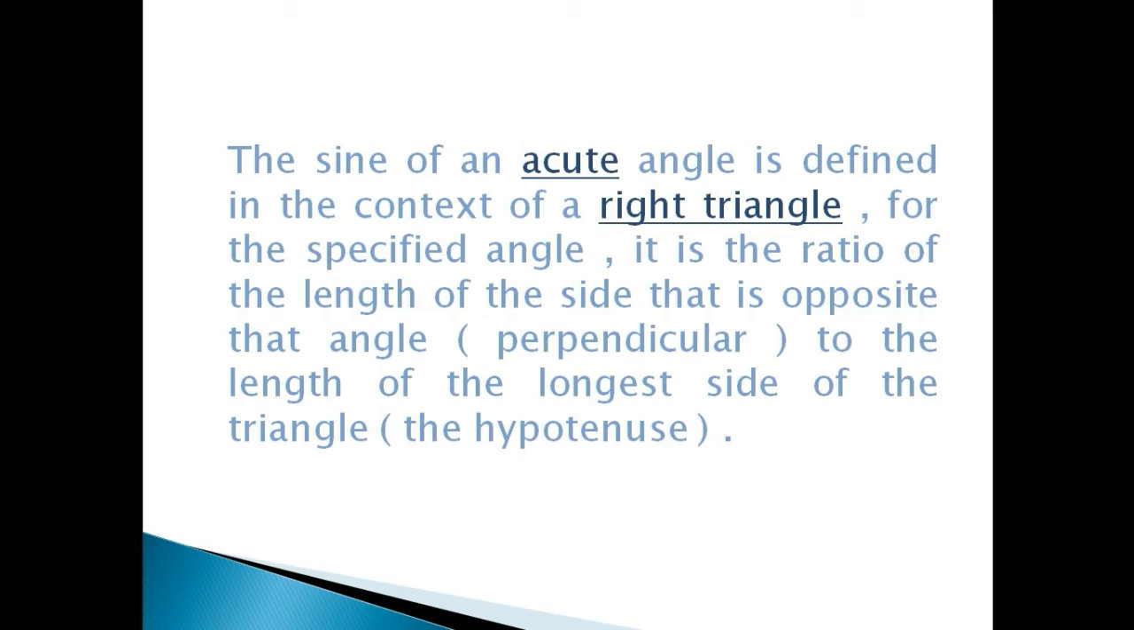The proper definition of sine of an angle can be given as follows. The sine of an acute angle is defined in the context of a right triangle. For the specified angle, it is the ratio of the length of the side that is opposite that angle to the length of the longest side of the triangle.